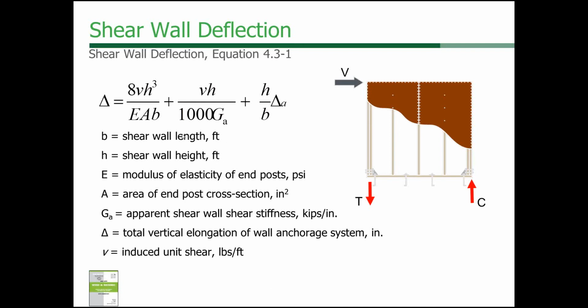to the nomenclature and the units that are shown in the wind and seismic provisions. In other words, the width of the wall and the height of the wall are in feet. The modulus of elasticity of the post is in PSI. The area of the end post is in square inches. So in other words, for the whole equation, you've got to use the very specific units that are shown here.